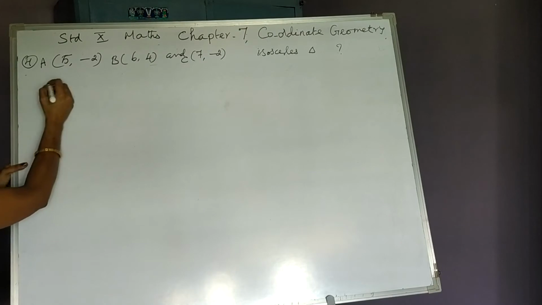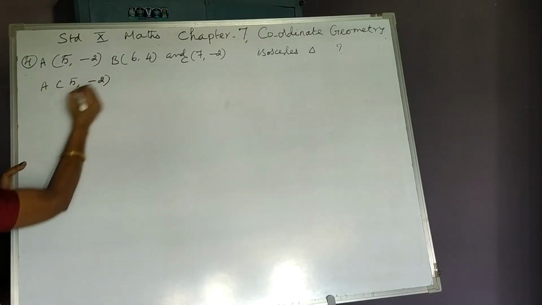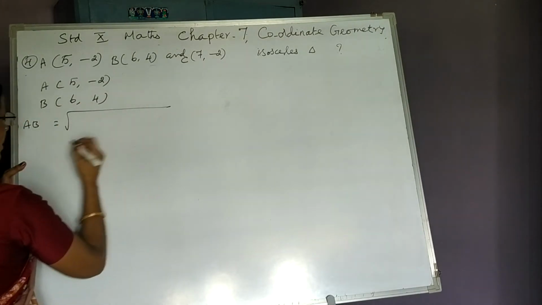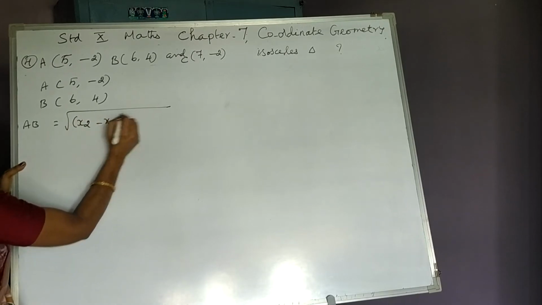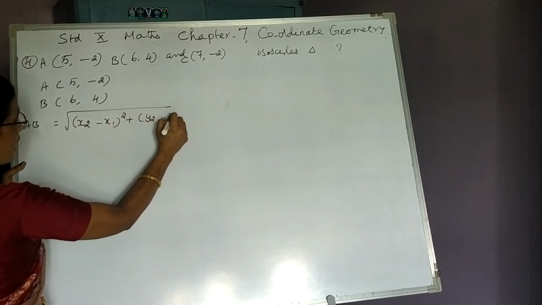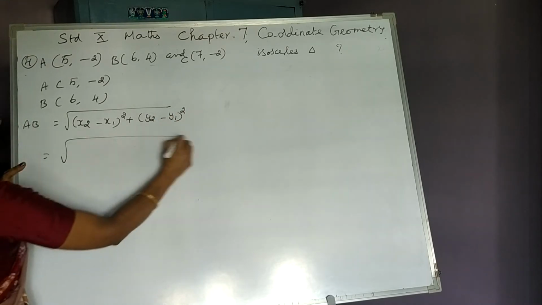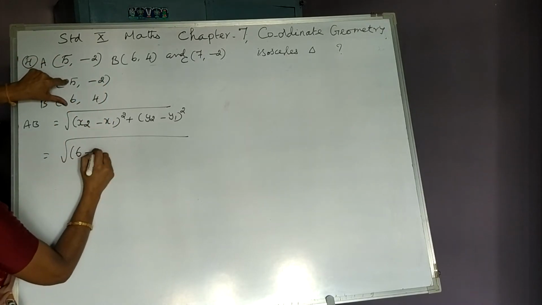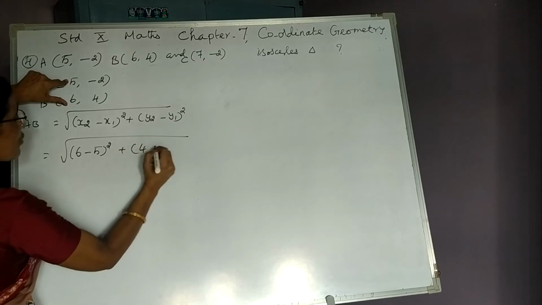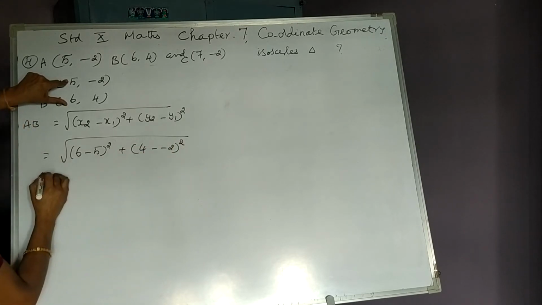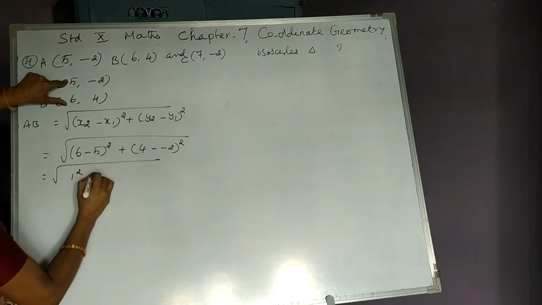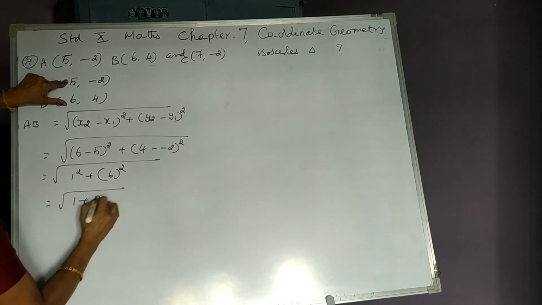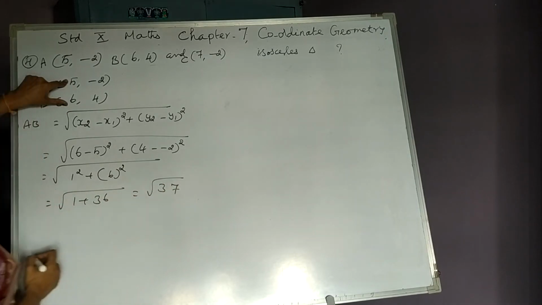Therefore, I take A as (5, minus 2), already marked. B is (6, 4). Using the distance formula, we are going to find out AB. The formula is square root of (x2 minus x1) the whole square plus (y2 minus y1) the whole square. We know this is x2, y2 and this is x1, y1. Difference of the x coordinates: it is (6 minus 5) the whole square plus (4 minus of minus 2) the whole square, which is 1 square plus (4 plus 2), 6 square, becomes 1 plus 36, becomes root of 37.